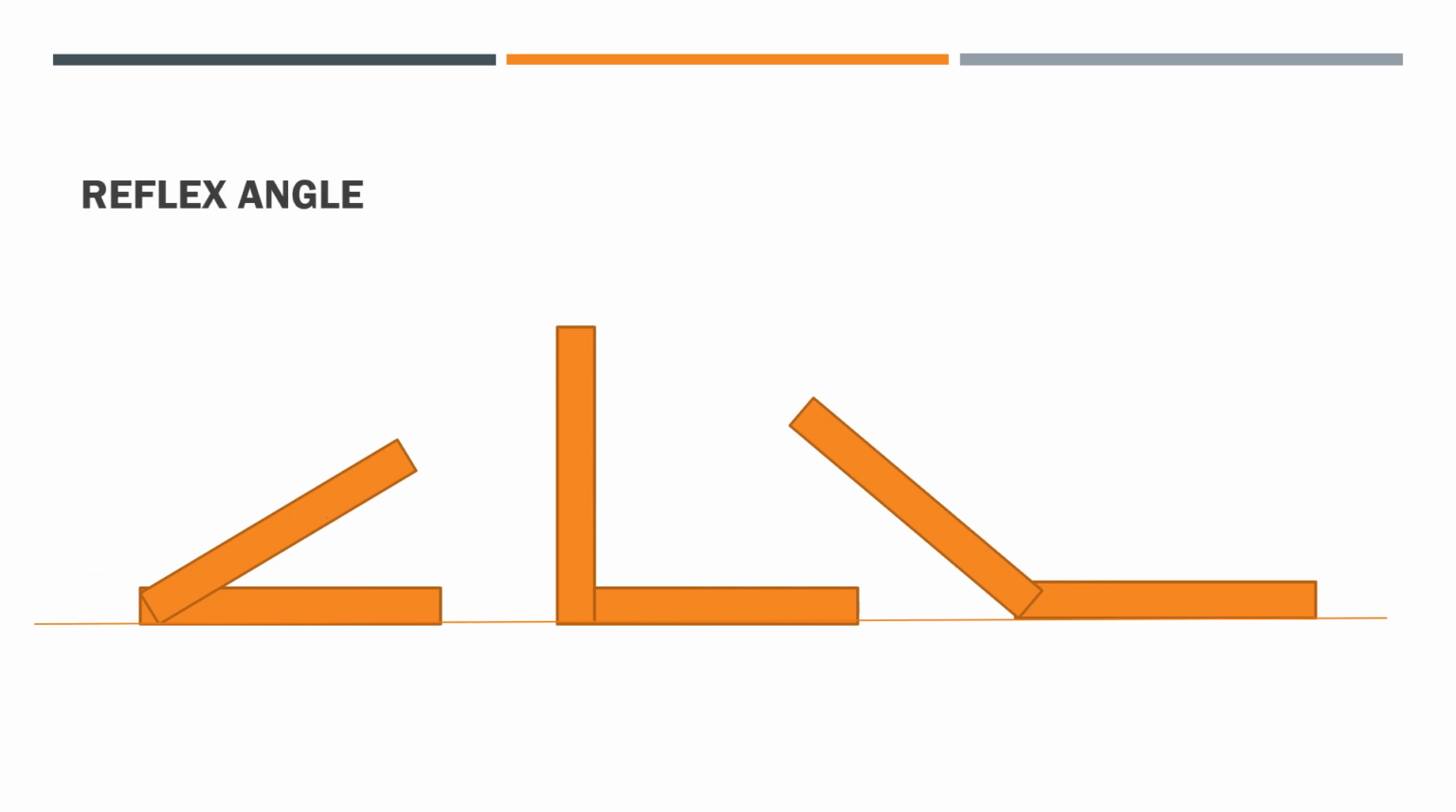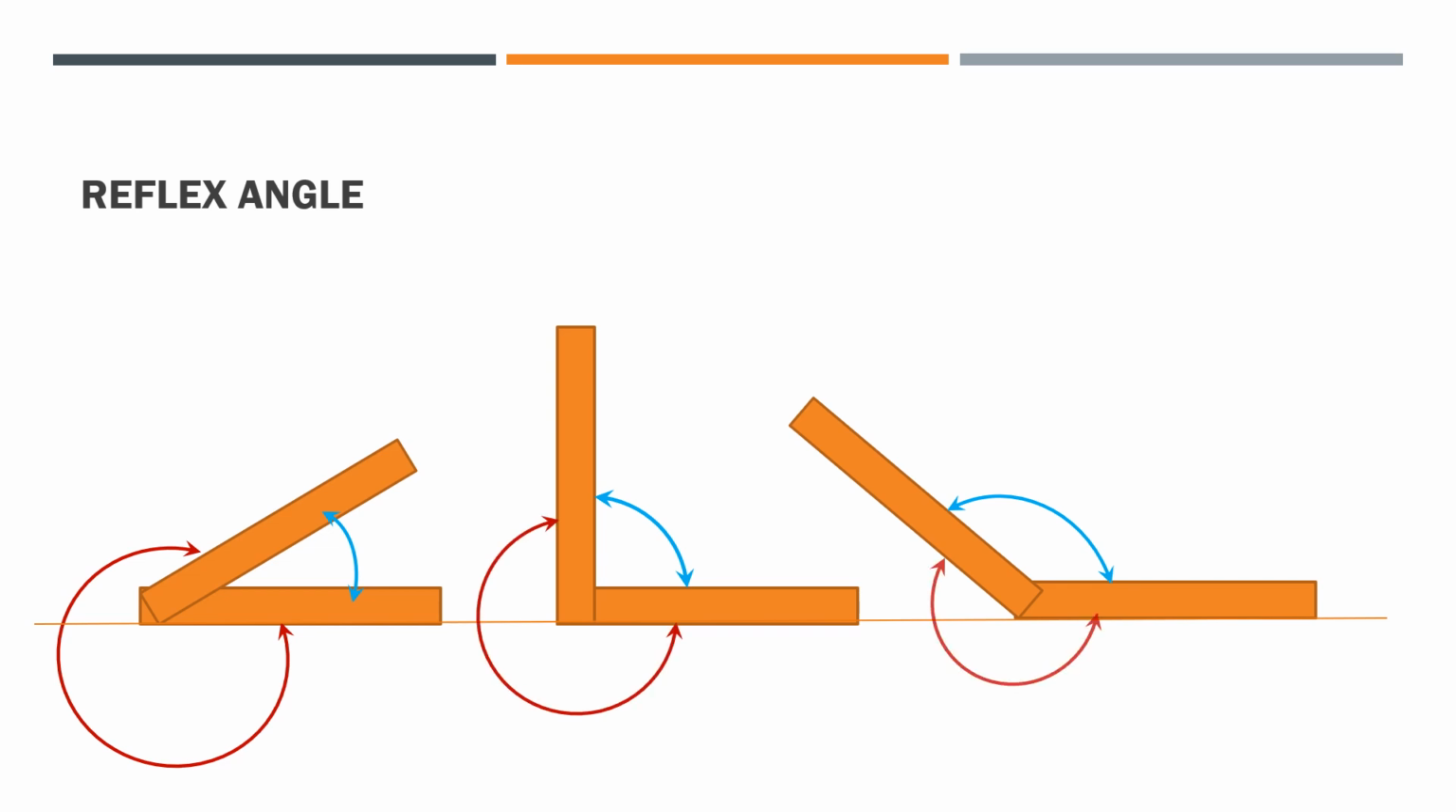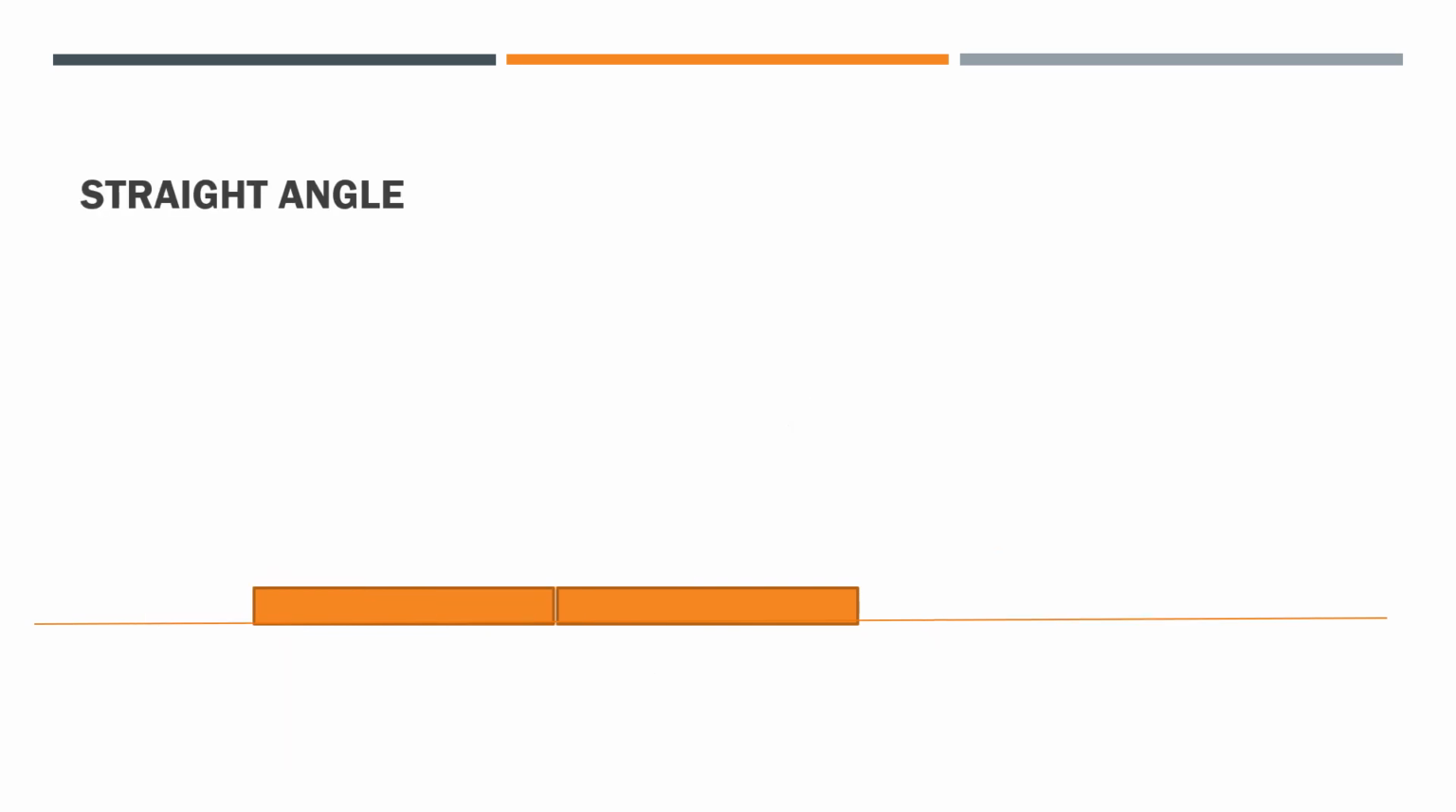So we have noticed that when we are opening a book, there are many different angles in that book. These are the angles that are formed between the pages. What about the angles that are formed between the outer surfaces of the book? These angles are called reflex angles. When we keep a book straight on the table, what we get is called a straight angle.